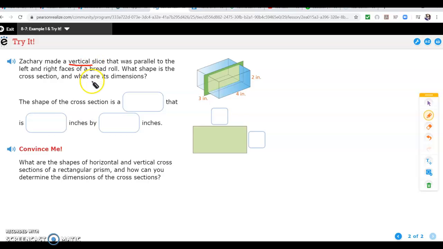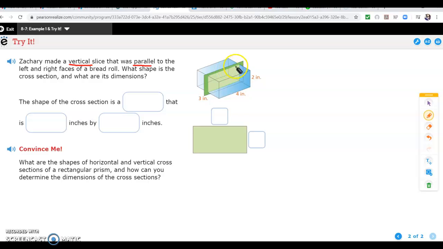Vertical means straight up and down. It was parallel to the left and right faces of the bread roll. That just means it's not going at diagonal at all. It's parallel to the front and to the back. And then what shape is the cross section?